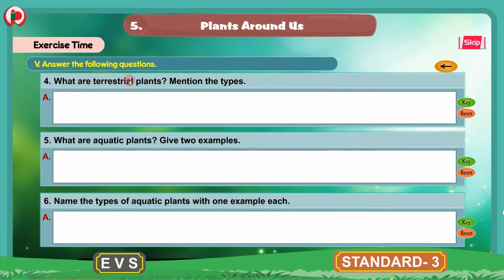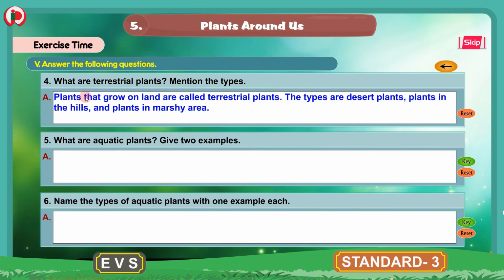What are terrestrial plants? Mention the types. And the answer for this question is: plants that grow on land are called terrestrial plants. The types are desert plants, plants in the hills and plants in the marshy area. So these are the types of the terrestrial plants. And what are terrestrial plants? Plants that grow on land are called terrestrial plants.